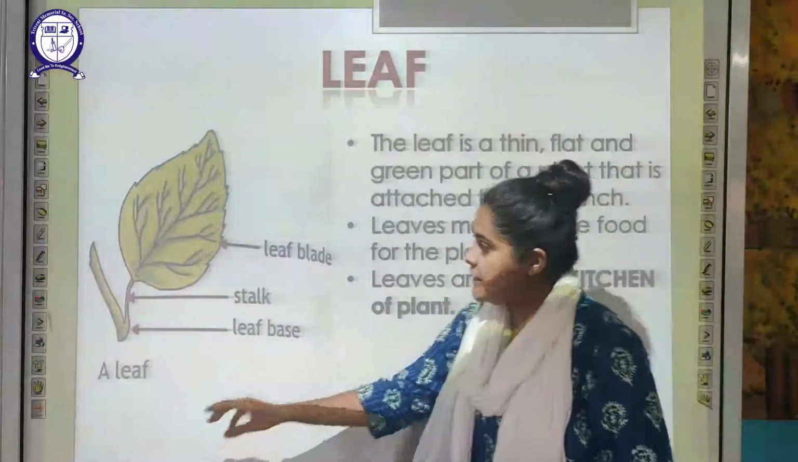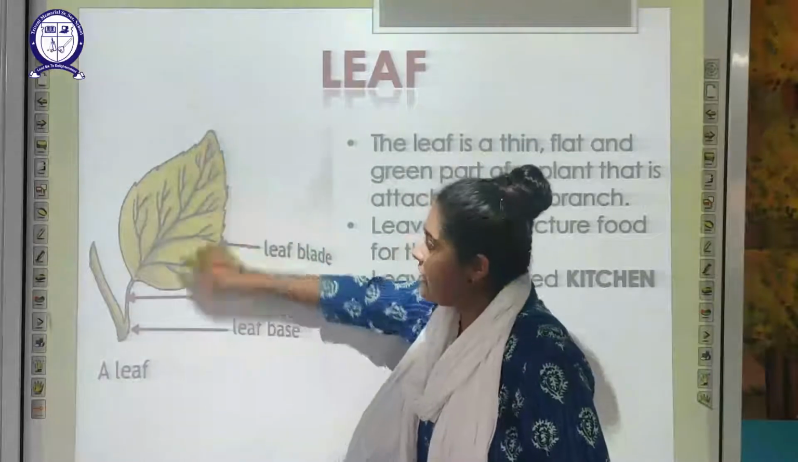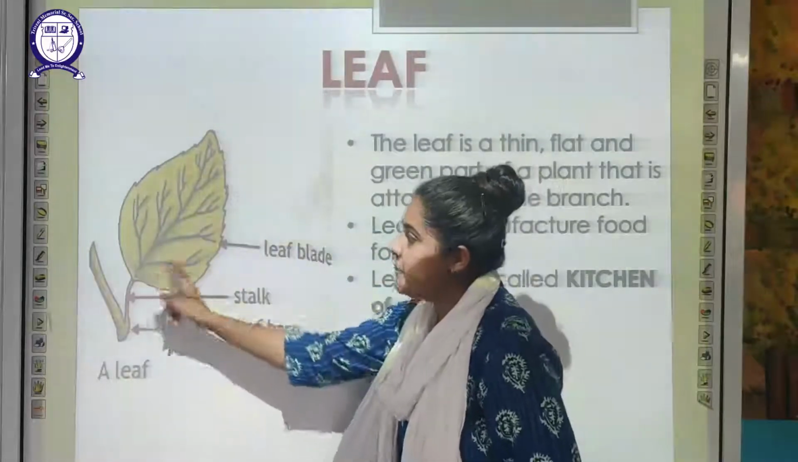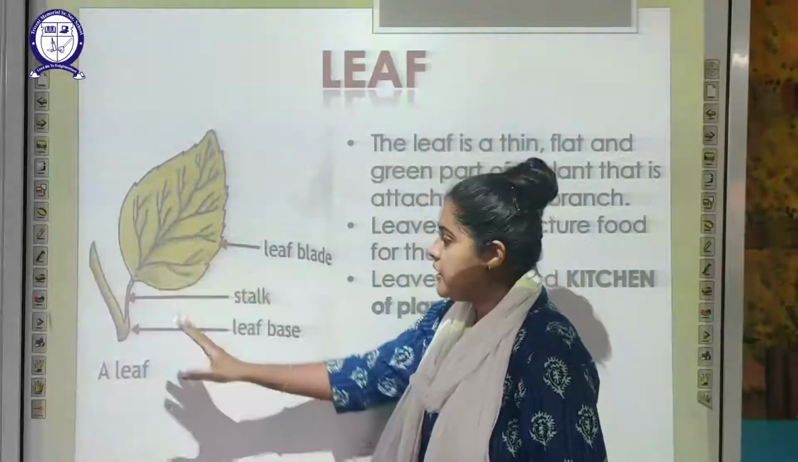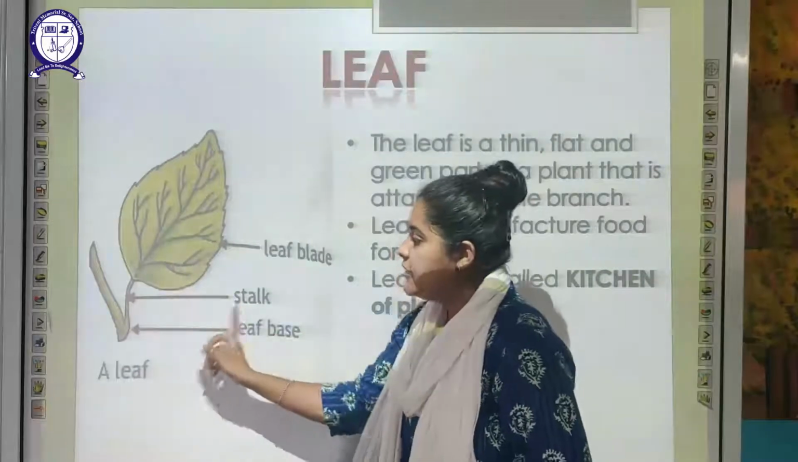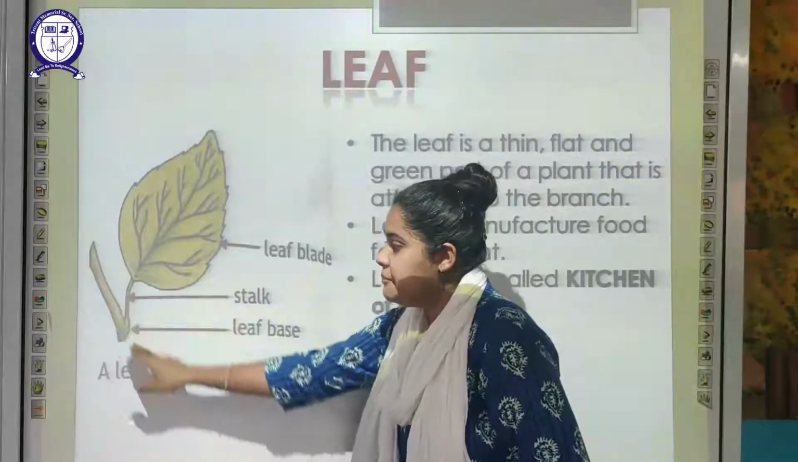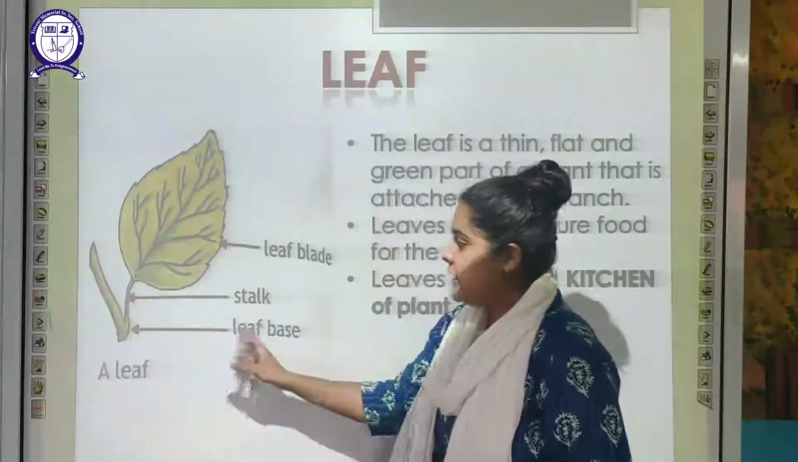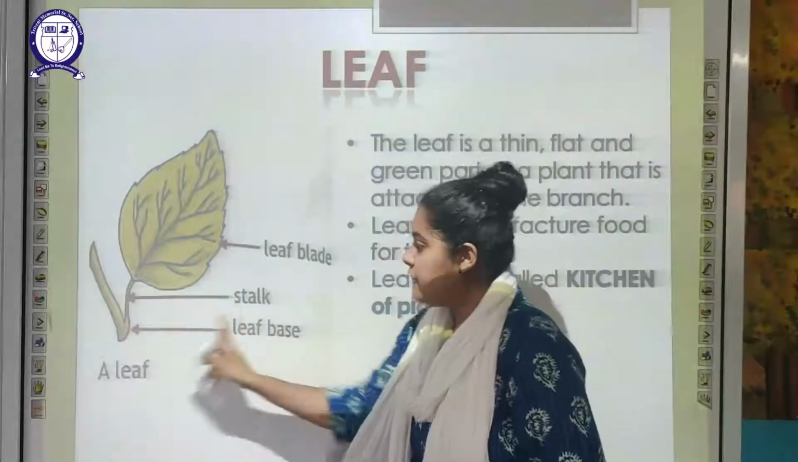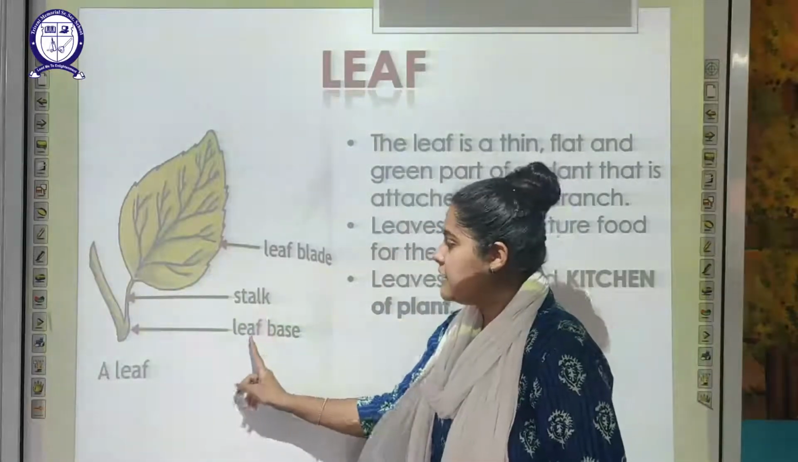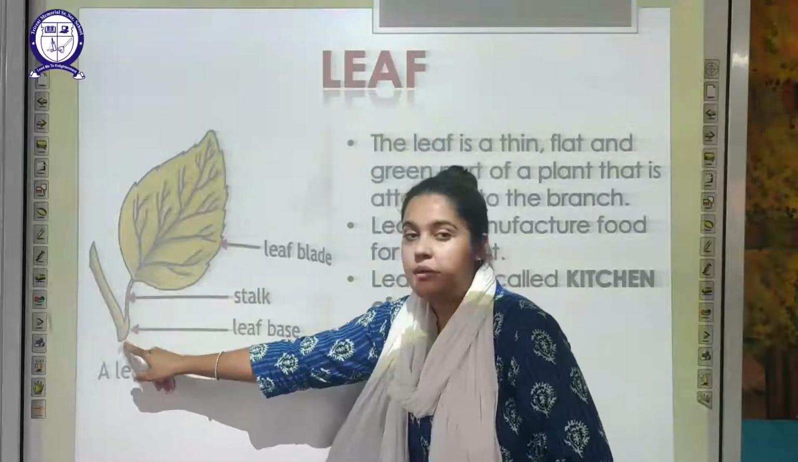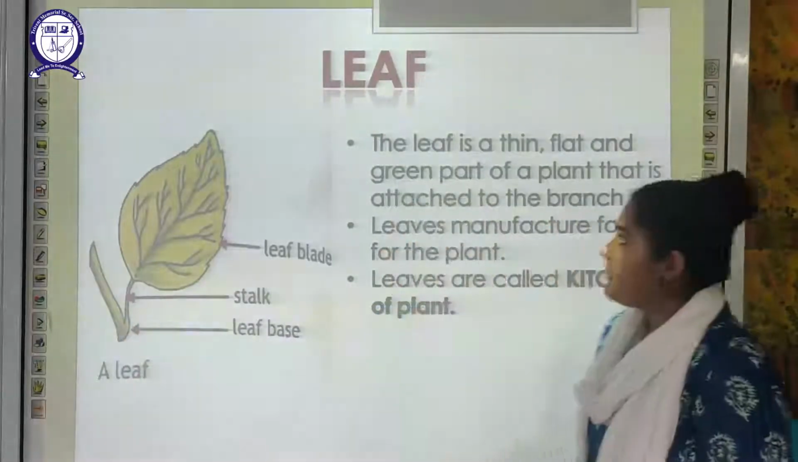As you can see here, this is your leaf base, that is the margin of the leaf. It has multiple veins which are found here, and this is the stalk. With the help of this, it is attached to the branch of the tree. This is the leaf base, the point where it is attached to the branch of the tree.